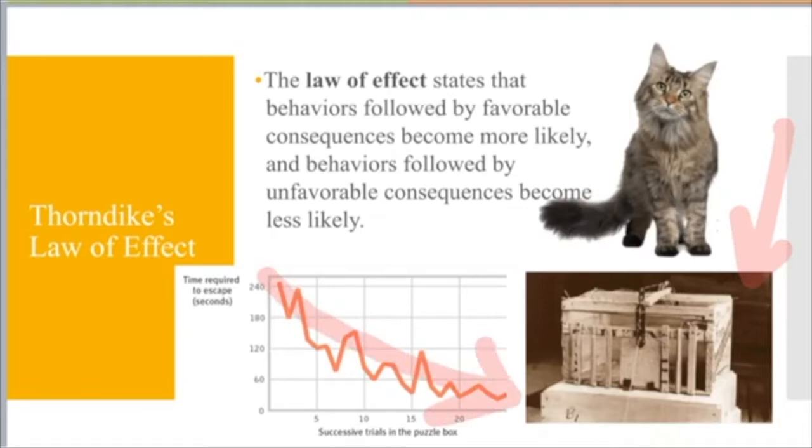So he came up with this law of effect, which states that behaviors followed by favorable consequences become more likely, and behaviors followed by unfavorable consequences become less likely. You'll notice that throughout this lecture, we're going to reference the idea of strength, a behavior being strengthened. We're using that, again, as I referenced before, in this idea that if it's strengthened, it's more likely to occur.